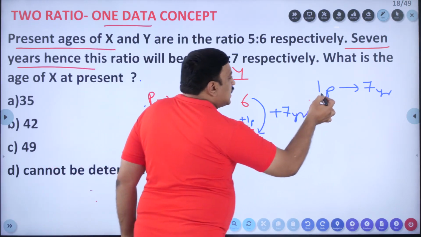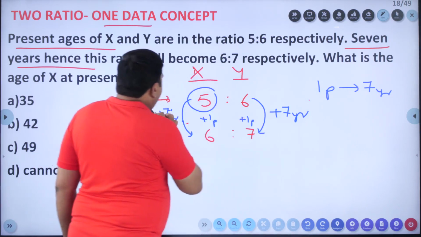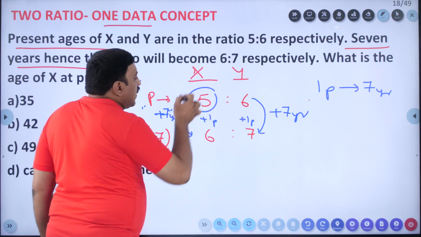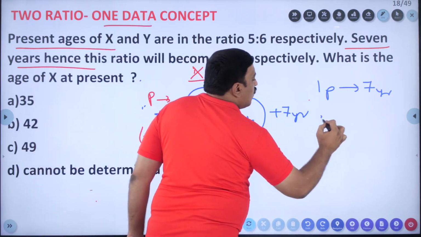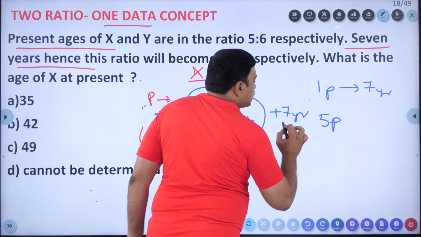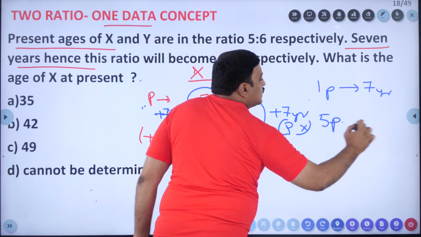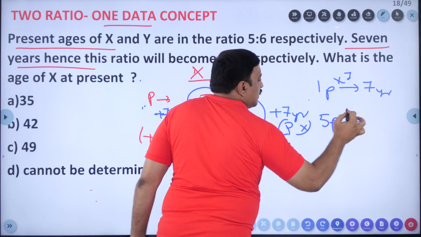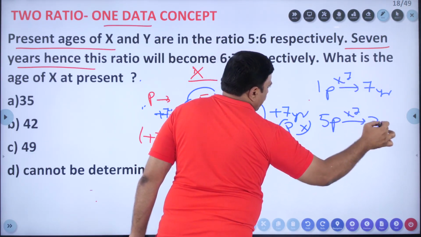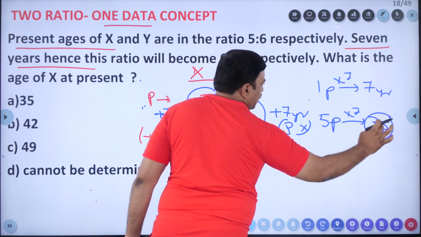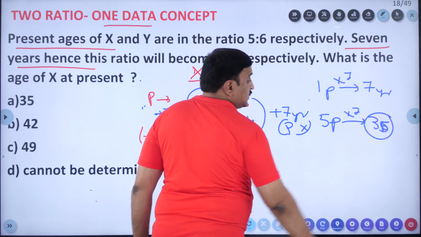So here, one part is 7 years, which means I need to get present x, which is 5 parts. So I can say 5 parts, that is x. Present x, or px, that is 5 parts, is how much? 1 into 7 is 7. 5 into 7 is what? 35 years. It is 35 years. Understood?